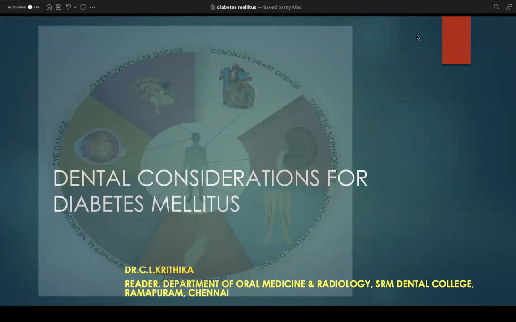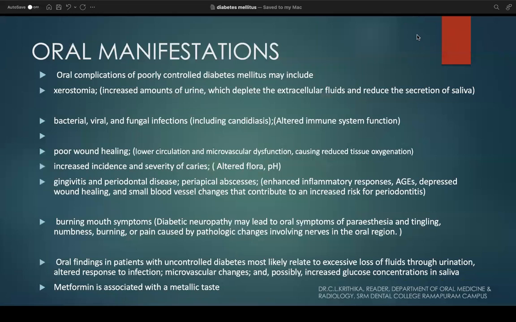This is a short recap on dental considerations for diabetes mellitus along with its oral manifestations. Oral complications of poorly controlled diabetes mellitus may include xerostomia, which is reduced salivary secretion, which can be due to increased amount of urination, which leads to depletion of extracellular fluids and reduction in saliva secretion.